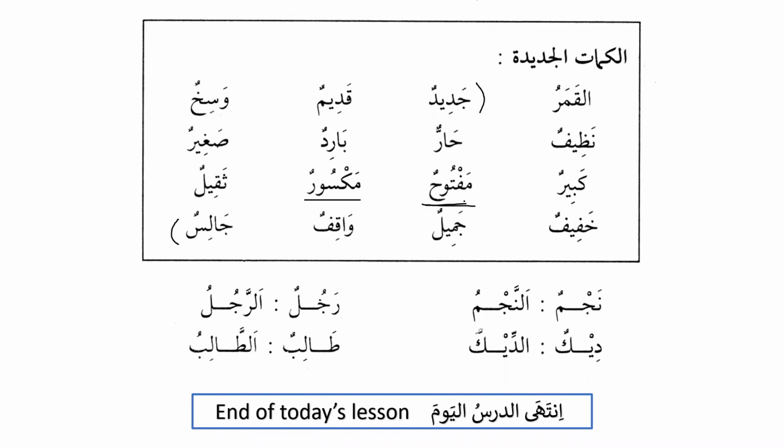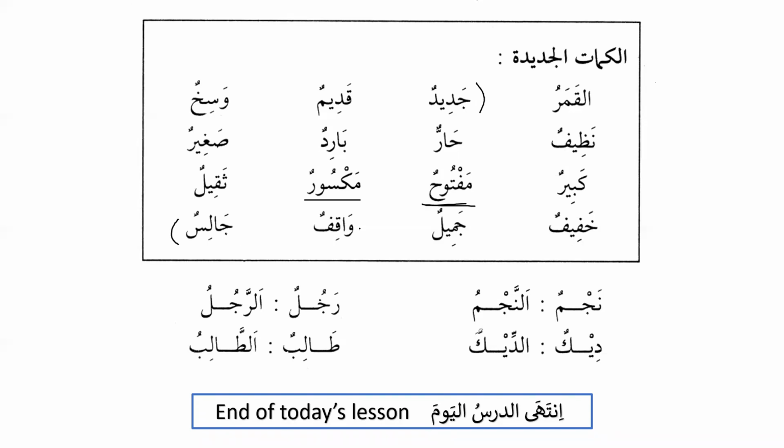What's the pattern? Maf'ulun. Any word that you see on this pattern will be translated as passive. It is the receiver of the action. Like I told you, ma'budun, the one who is worshipped. Maqtulun, the one who is killed. Similarly, we have masjudun, the one to whom we do sajda. Then we have maftuhun, something that is opened. Maksurun, something that is broken. Thaqilun means heavy. Khafifun means light. Jamilun, beautiful. Waqifun and jalisun, standing and sitting.